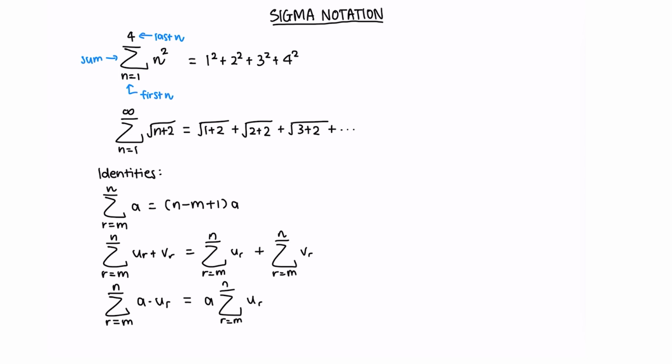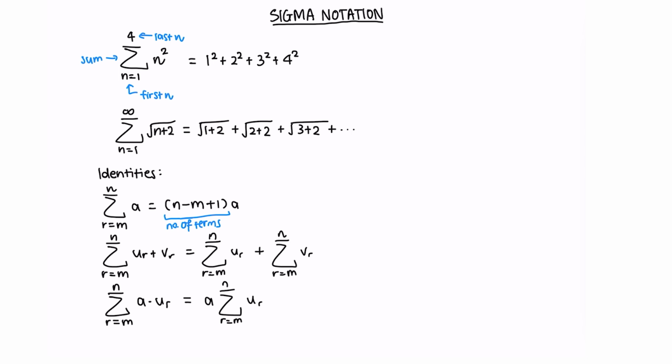First of all, this identity. When a is a constant, when we sum everything up, we realize this is just the number of terms, which is n minus m plus 1. And then for this, we'll just multiply by a. So that's the first identity.